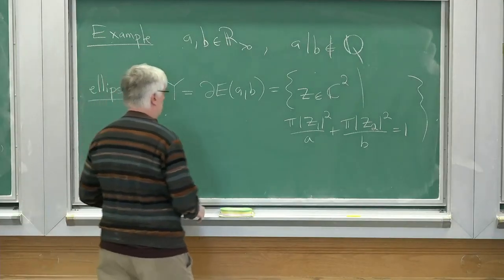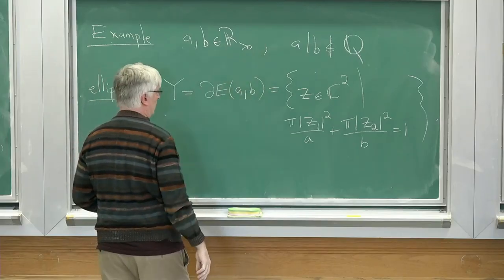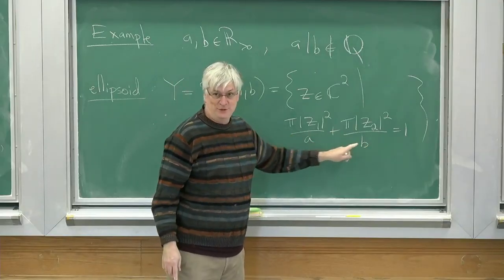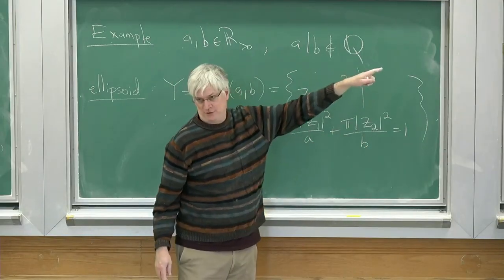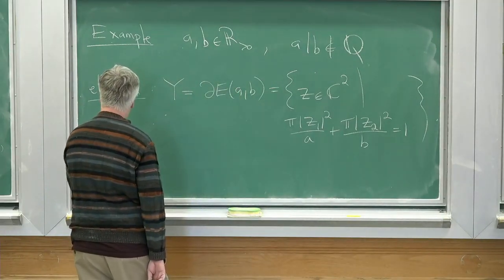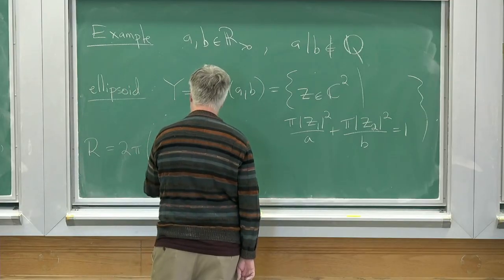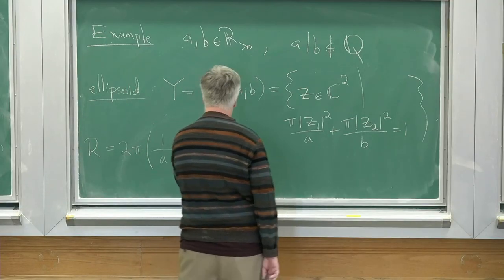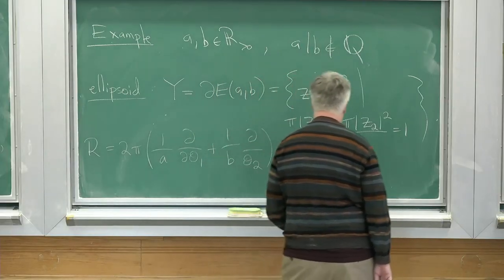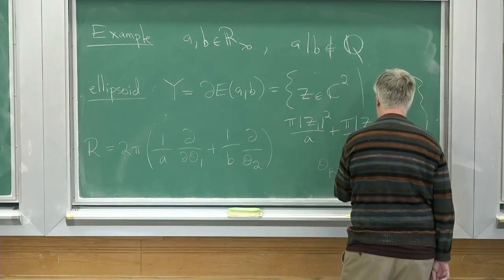Right, so then, this is an example of a star-shaped hypersurface like that over there. You can take this function to be the Hamiltonian, so that's a level set of this function. Then you can just calculate what the vector field is. And you find that the Reeb vector field is 2 pi times 1 over A d by d theta 1 plus 1 over B d by d theta 2, where theta k is the argument of zk.